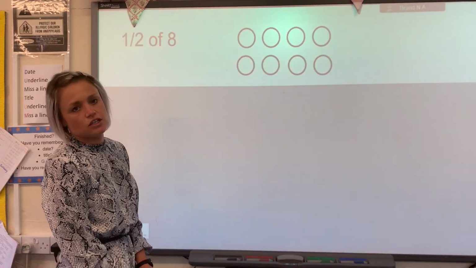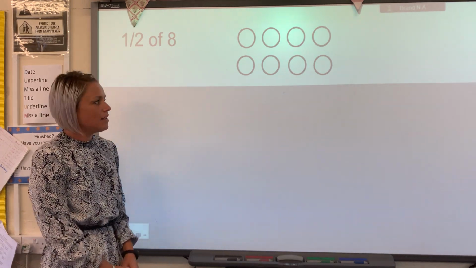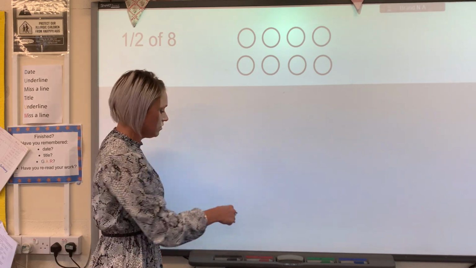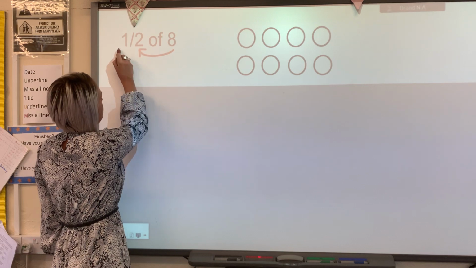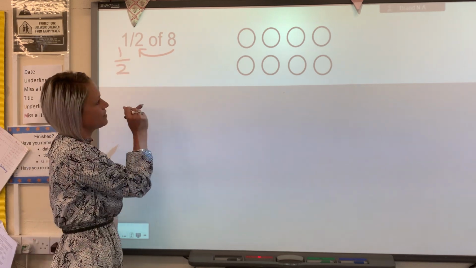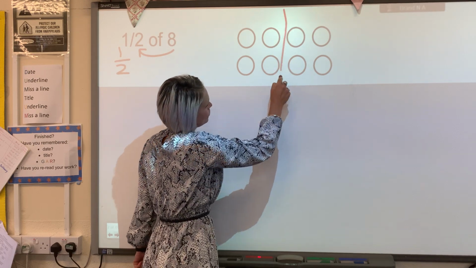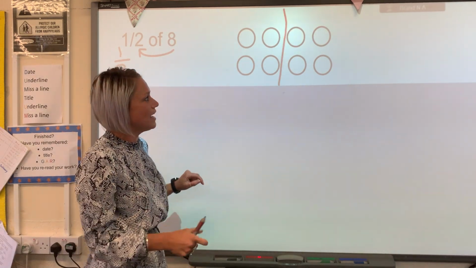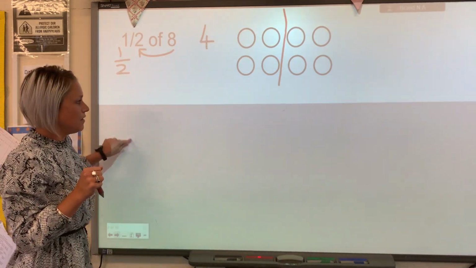So the first question is asking you to find half of 8. Now most of you will probably know that anyway, but we've got a little diagram here to help you. So we've got 8 little circles and we basically need to divide by the bottom number because the half would be like that. Okay, so 8 divided by 2 is 4. And I can draw a line there. You can see there's an equal amount on both sides. So half of 8 is 4.